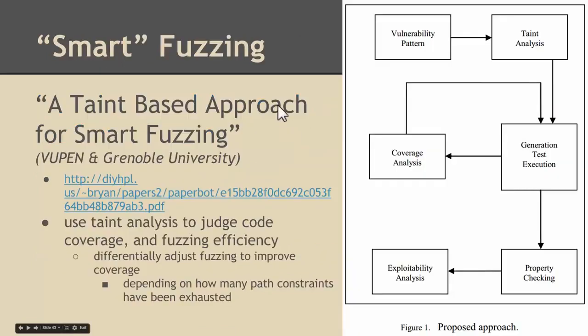A paper that came out about 3 years ago proposed an approach that they use at UPenn and was designed by UPenn and Grenoble University researchers. The paper's titled, A Taint-Based Approach for Smart Fuzzing. Effectively, it's a mix between taint analysis and heuristics to analyze how well you're covering the code in your fuzzer, and then adjusting your fuzzing appropriately. So it's differentially adjusting fuzzing to improve coverage based on taint analysis and heuristics.